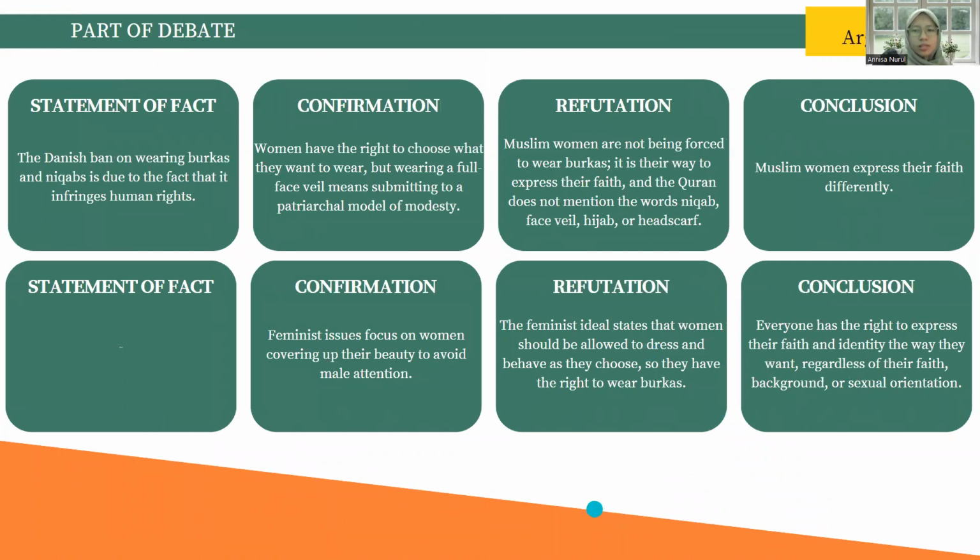So, the argument itself is divided into 4 parts. First one is statement of fact, which consists of facts, not opinions. The second one is confirmations, where we make our arguments. And also we have refutations, where the other side makes an opposite opinion from the other team's opinion, so they kind of refuse it. And then the last one is conclusions, where the team makes conclusions to convince the audience.